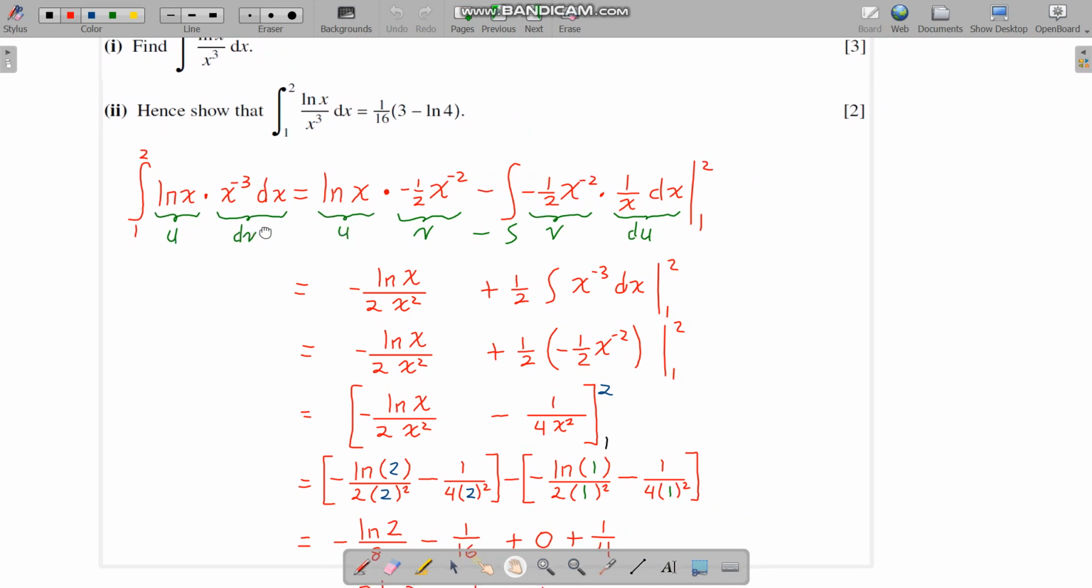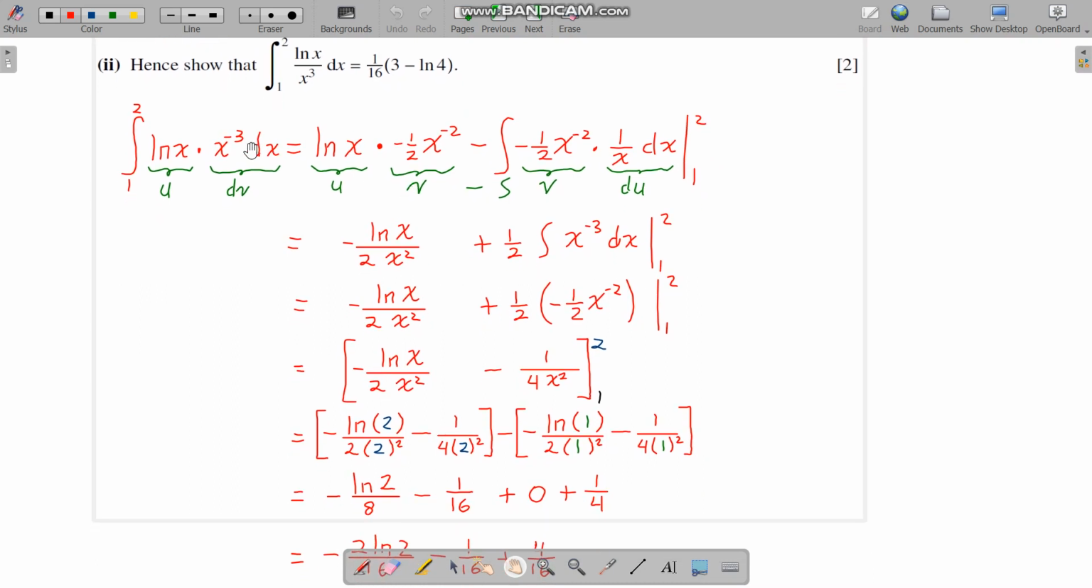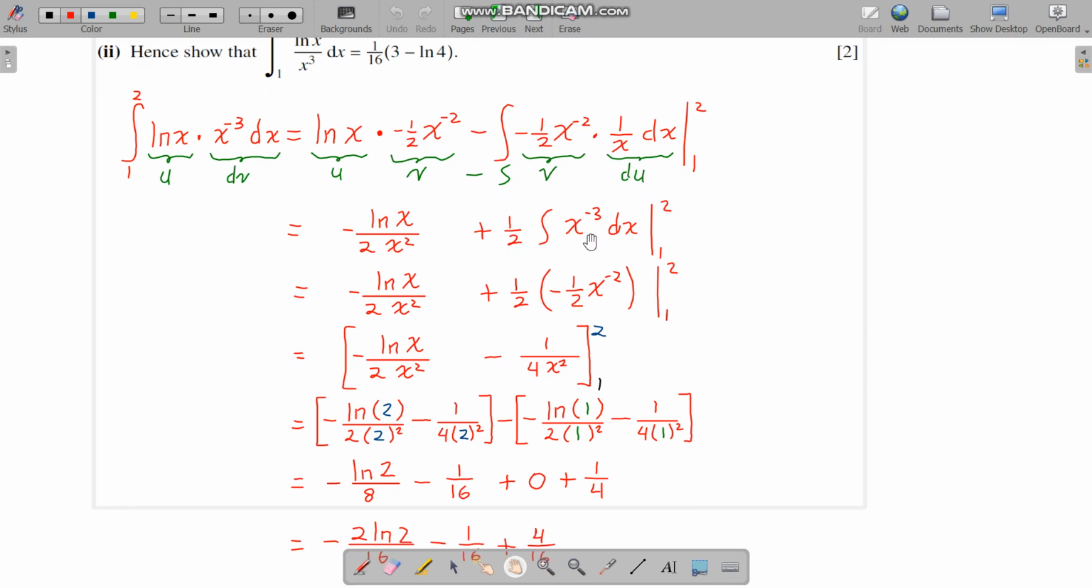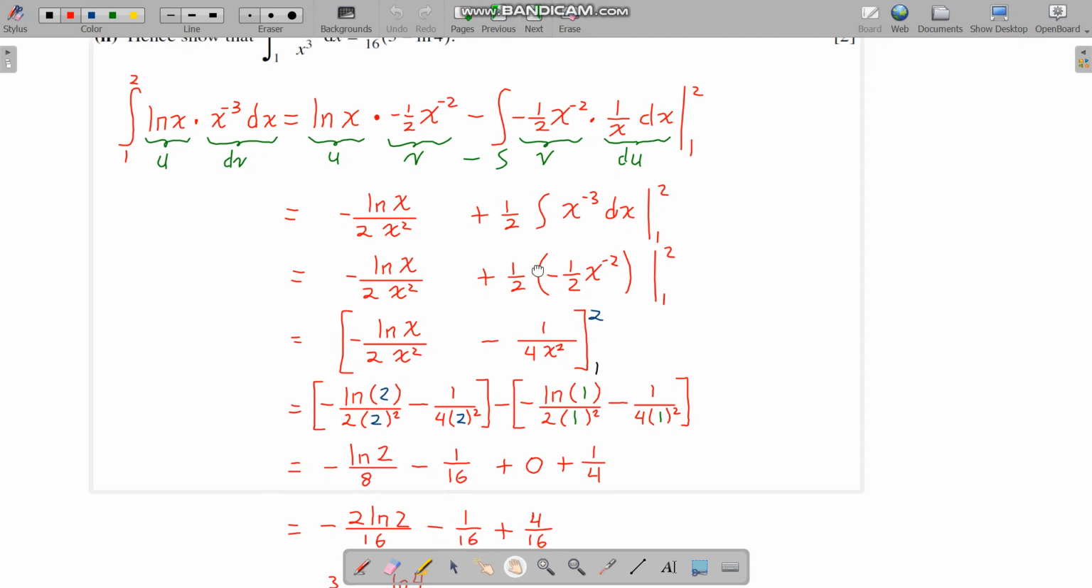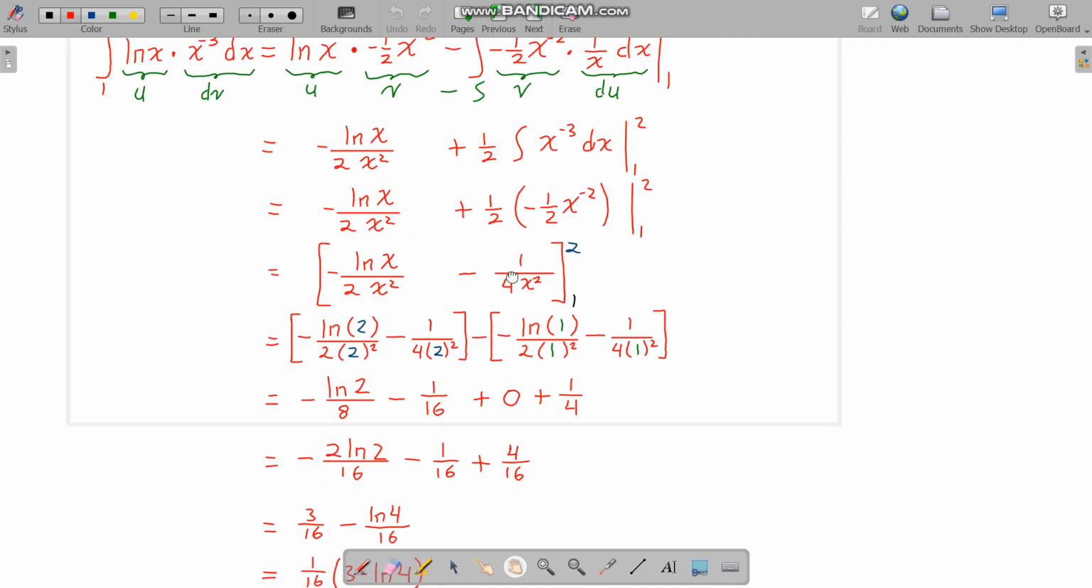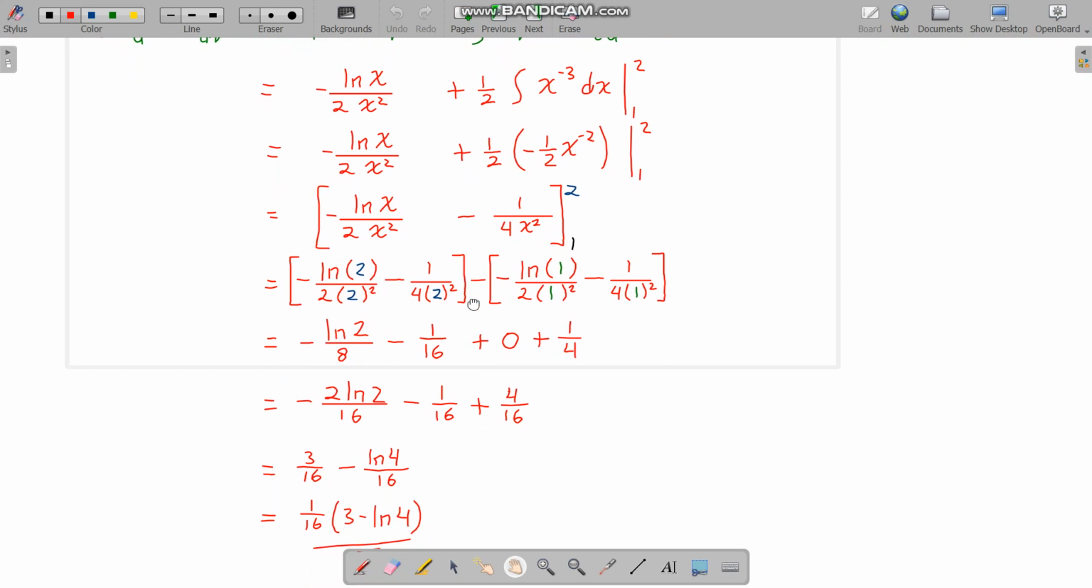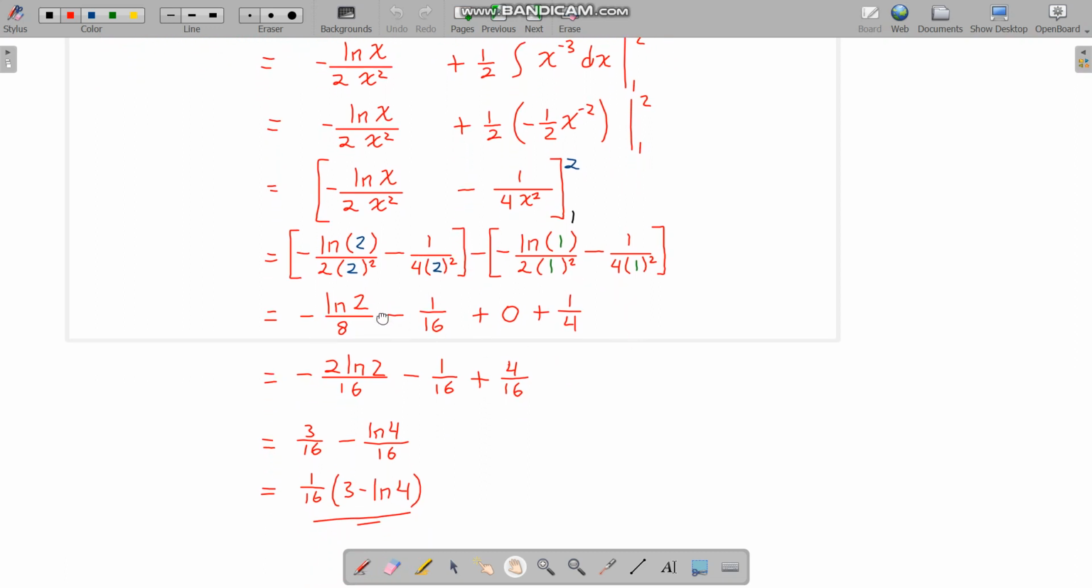This is u, this is dv, uv minus v du. The v is the integral here. The integral of x to the power of minus 3 is this. And then you can simplify, and the integral of x to the power of minus 3 is again this. Then we can simplify, plug in the terminals, and use the calculator, and we get the answer. Remember, it has to be in the exact form.